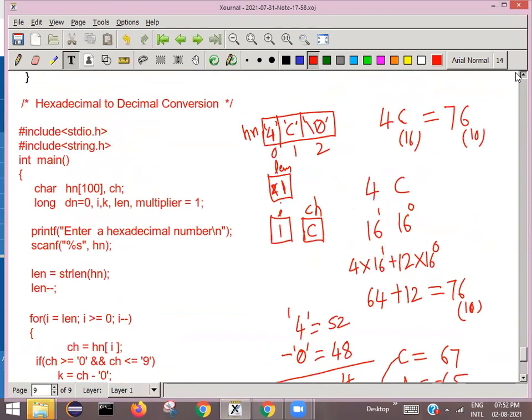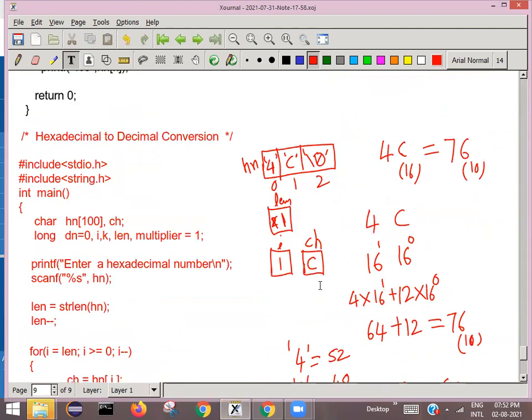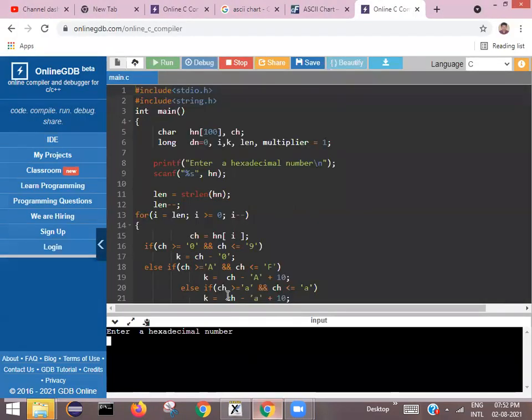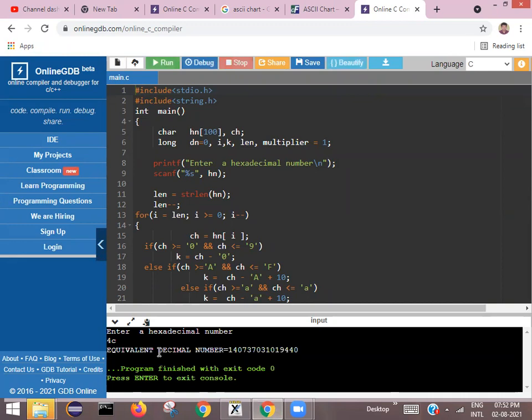74C is the hexadecimal number. Okay, right. So 4C, I enter here. 4C, just see, I entered in lowercase letter. Okay, equivalent to decimal number, something wrong it printed. So what happened? Just let us look into the code.